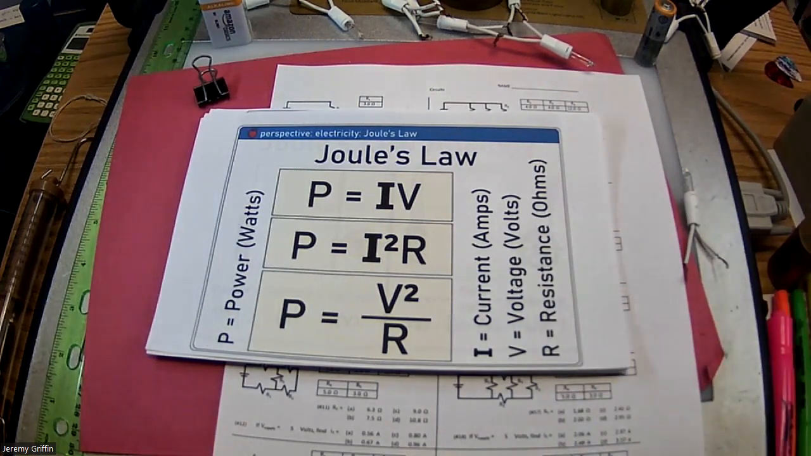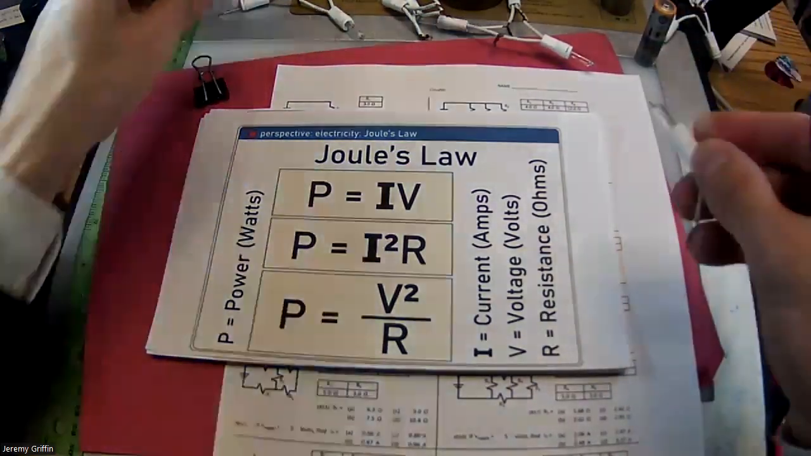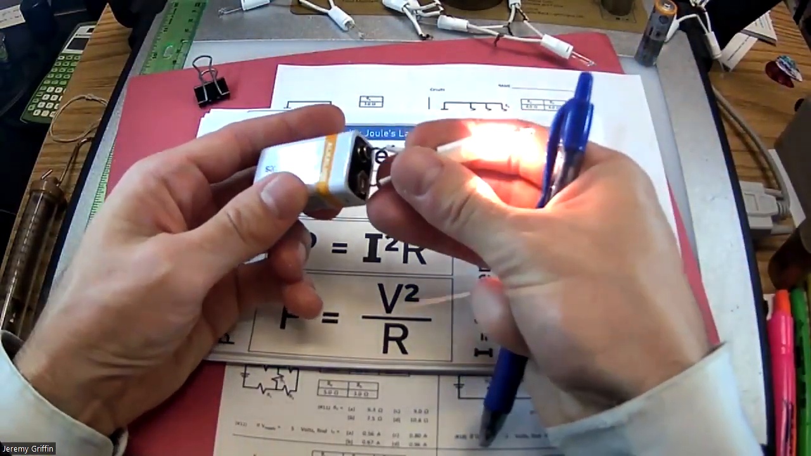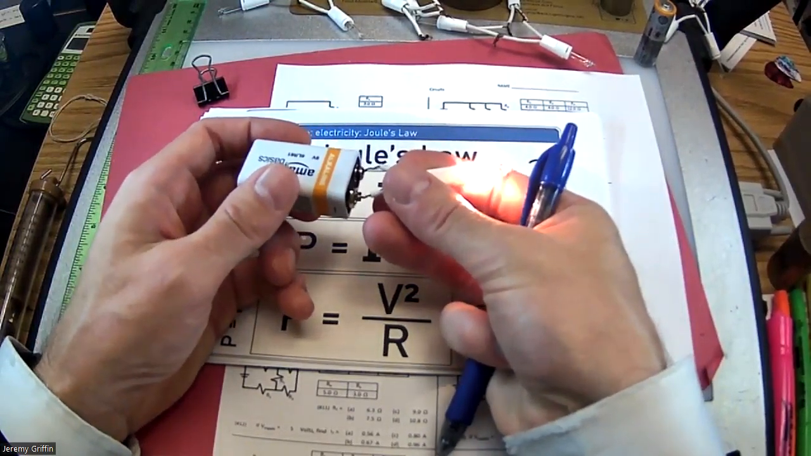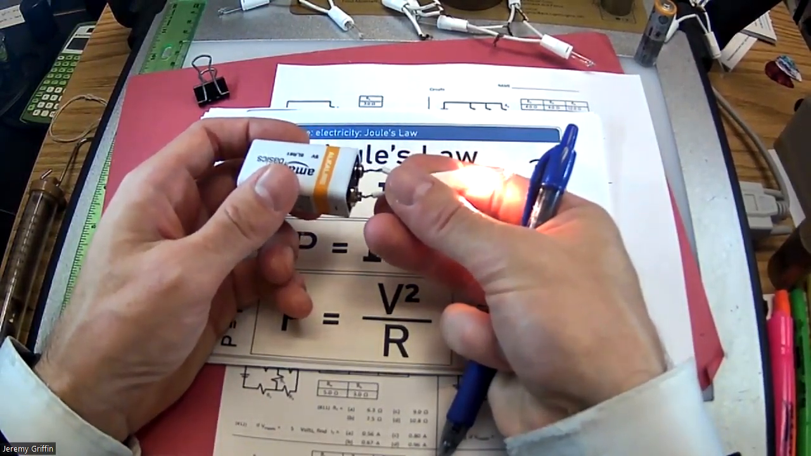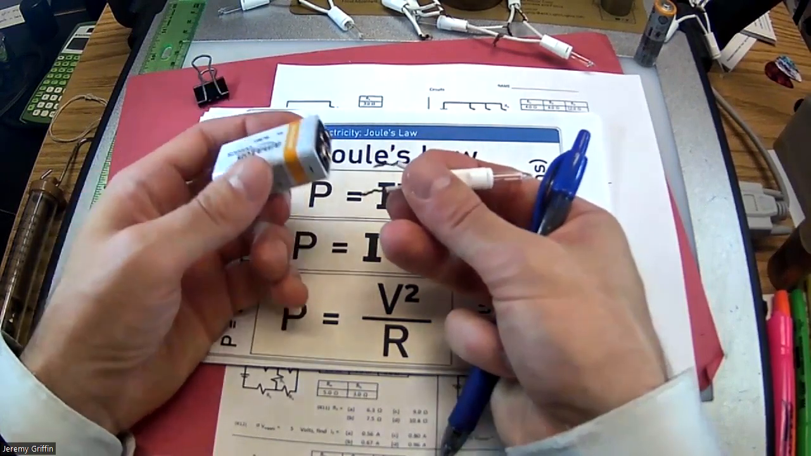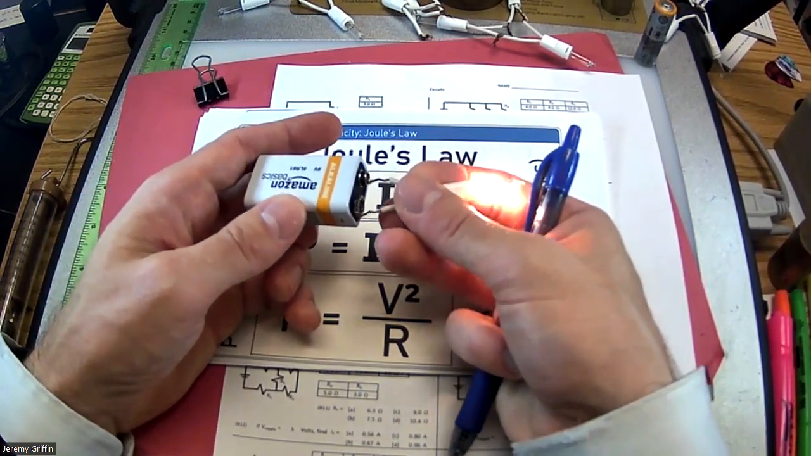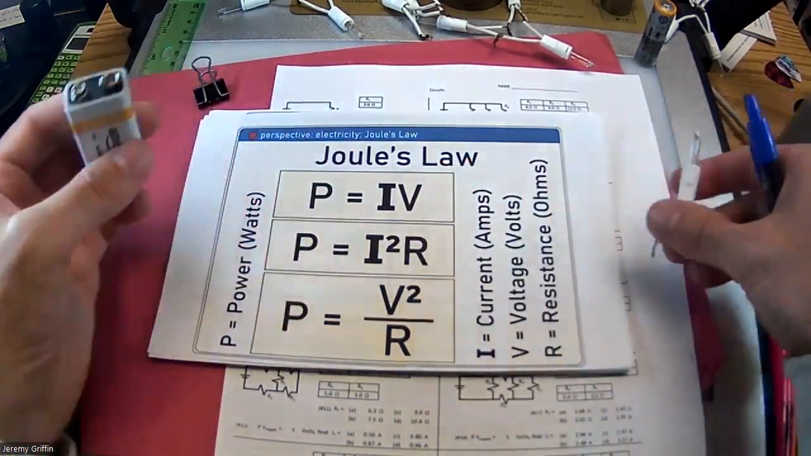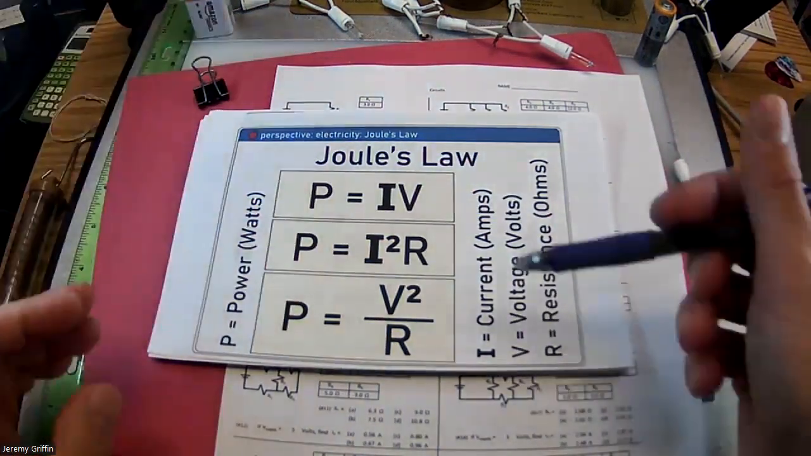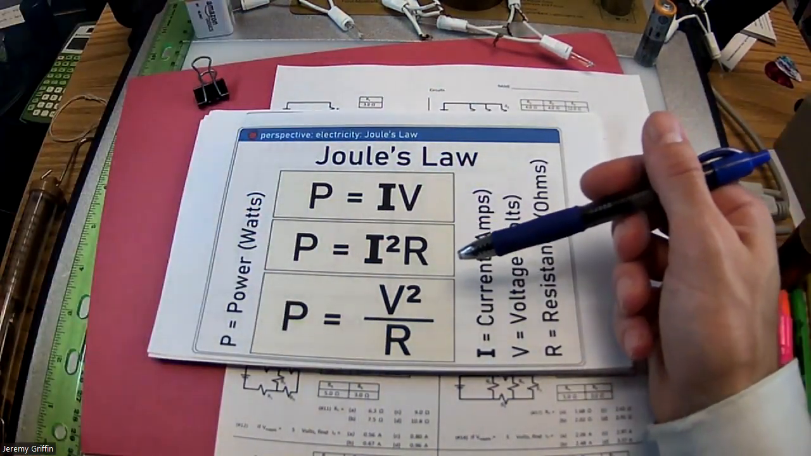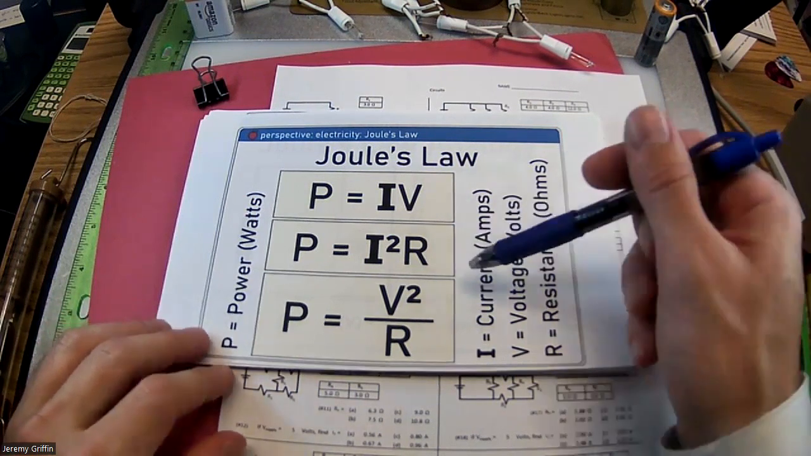Joule's law. How much power actually flows through, say, the system right here? It's like how bright this bulb is. It's related to that. What's the rate that this battery is being drained? That's power, measured in watts. So what would that be? Here are three perspectives on it. They all tell you the same results. Depending on what information you have, one of these might be more convenient than the others.